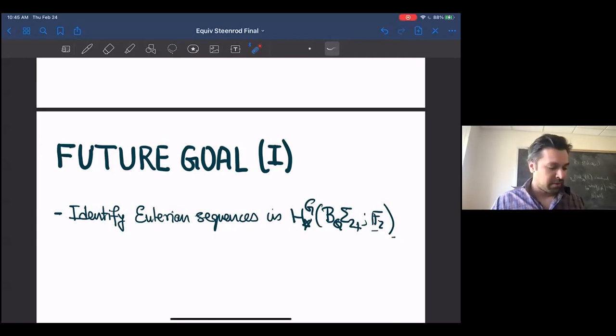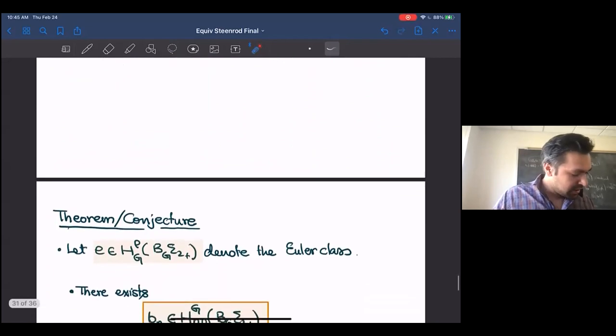So we should maybe perhaps have a theorem that for a family of groups G, we should have this family of Eulerian sequences instead of brute force calculation. So we should get one piece, and that is going to lead us to Steenrod operations.